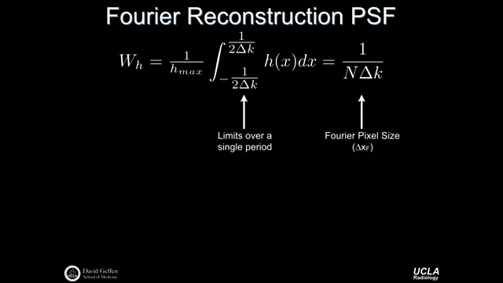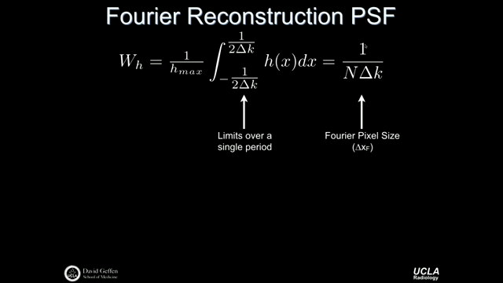So the Fourier reconstruction point spread function ends up looking something like this. We can measure the width of that point spread function. And if we integrate that Dirichlet function over the limits of integration that specify the field of view or the period, then we'll get something that just looks like 1 over N delta k. And this is a good relationship to remember. This is what we call the Fourier pixel size. And so what does this look like?